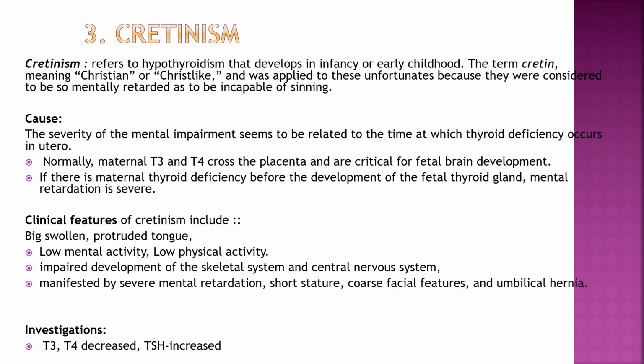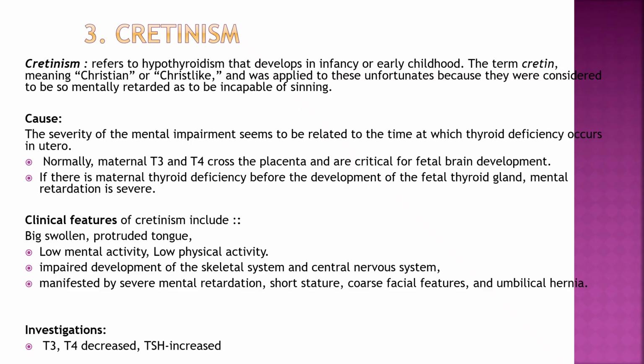Cretinism is also because of hypothyroidism in infancy or early childhood. The term cretin, meaning Christian or Christ-like, is applied to those unfortunates who are so mentally retarded that they are incapable of sinning. The severity of the mental impairment is related to the time at which the thyroid deficiency occurs in utero. Normally T3 and T4 cross the placenta and are required for fetal brain development. If there is maternal thyroid deficiency before the development of the fetal thyroid gland, the mental retardation is severe.